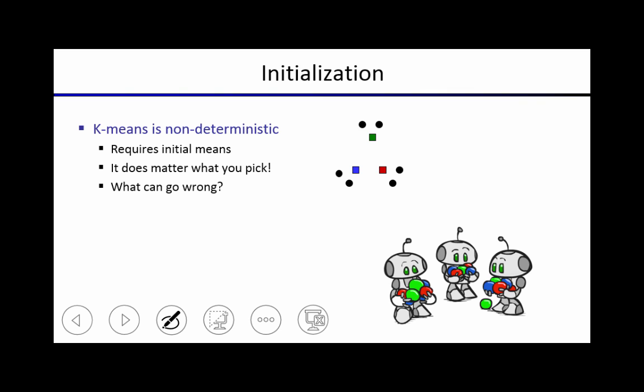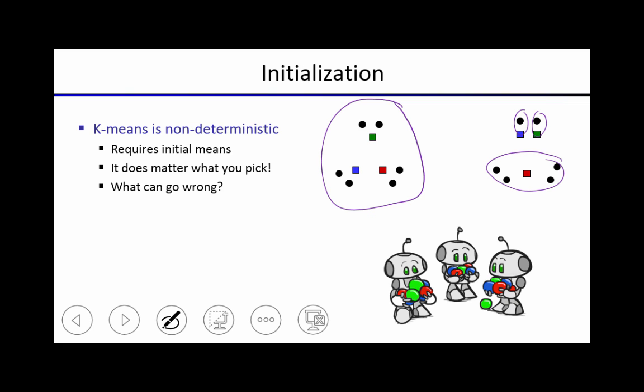Think about this here. Can you think of a bad initialization? The black ones are the data points. Can you think of a bad set of centers that would lead to a different result that you probably don't want? Well, here's an example. What if you place a center here, here, and then the red one over here? That's the grouping you'll get. You'll end up with the clustering that I've drawn there, which is probably not the one you'd hope to end up with, right?